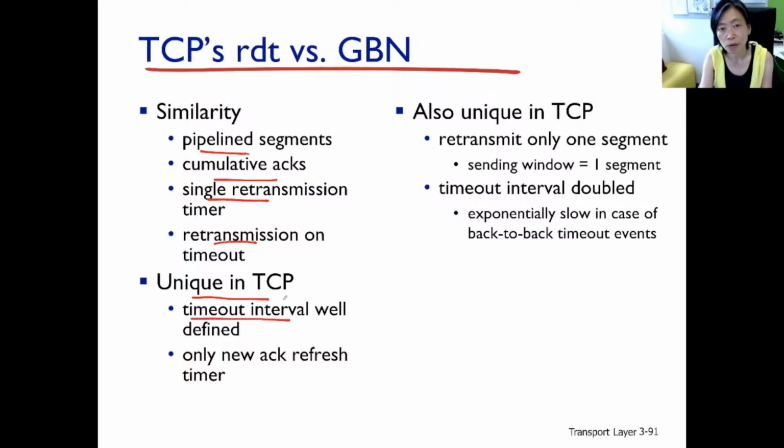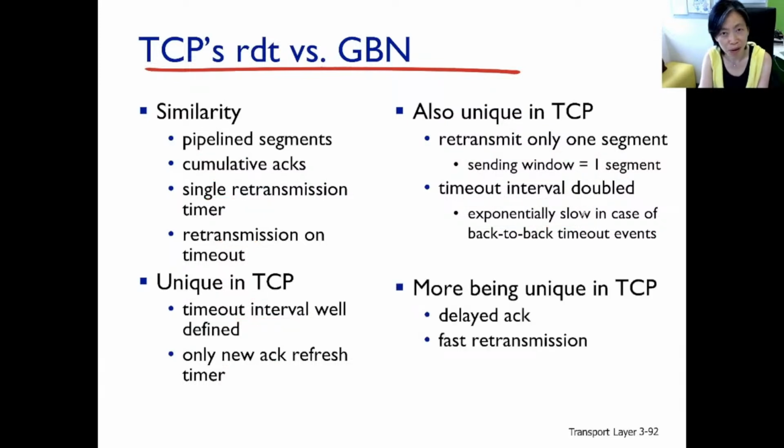We've heard already what's unique in TCP. The timeout interval is well defined. There's an equation, and there are good reasons justifying the equation. And we only refresh the timer on a new ACK. In Go-Back-N, we actually refresh the timer even though it's a duplicate ACK. Also unique in TCP is this: if a timeout occurs, we retransmit only one segment, reducing the sending window size all the way to 1. And the timeout interval is doubled as well, so exponentially slower in case there are back-to-back timeout events.